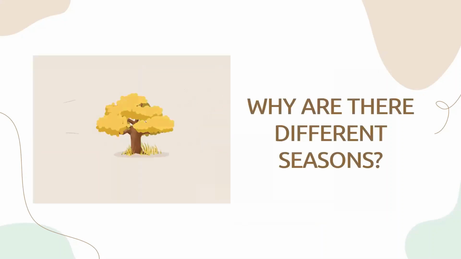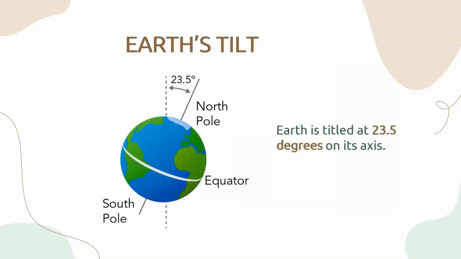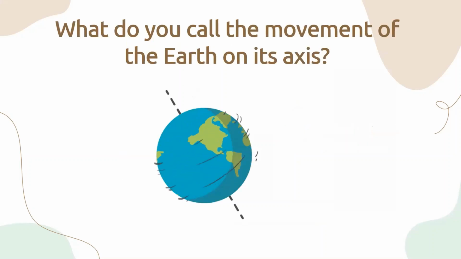Have you ever thought why there are different seasons? Let us find out in today's video. Did you know that Earth is tilted at 23.5 degrees on its axis? This tilt affects everything from length of daytime to seasons. Let us review for a bit.